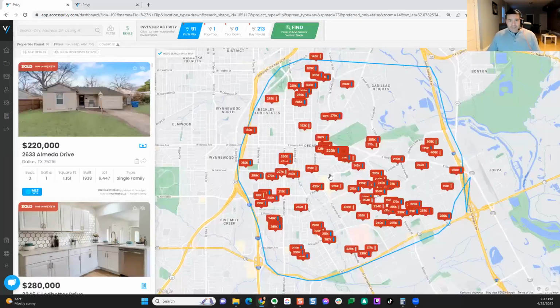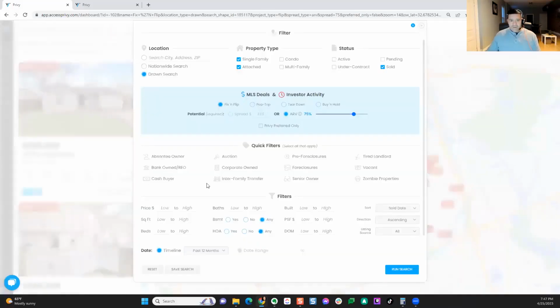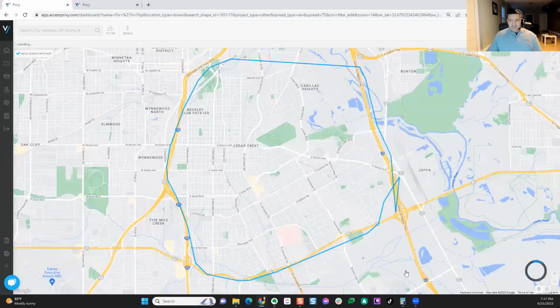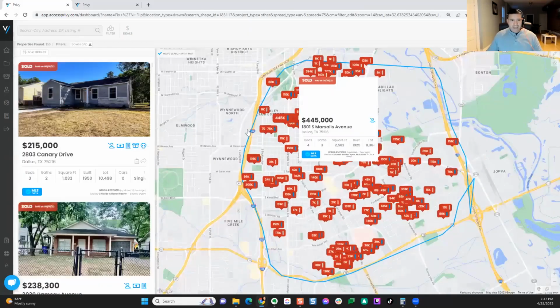If I want absentee owner buyers, then I'm going to switch it over to the filter here. And I'm going to choose absentee owners. I'm going to turn off this middle section. That doesn't apply when we're looking for off-market deals. And then I'm going to choose the time. I'm going to extend the timeline out. It doesn't matter the date range, all that. I just want all the absentee owners in this high investor activity zone. So now this is going to give me all the absentee owners.